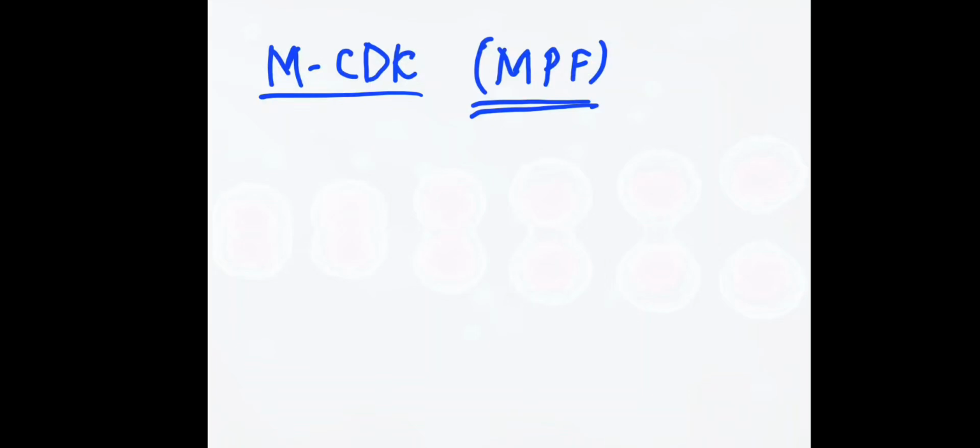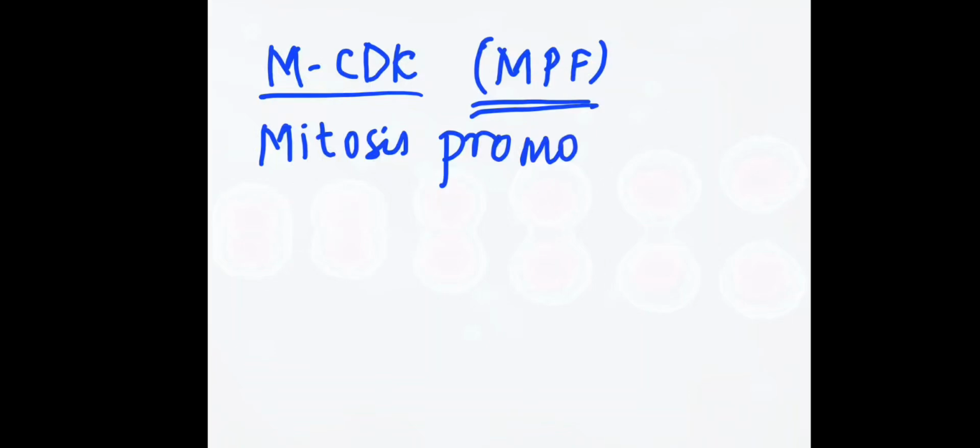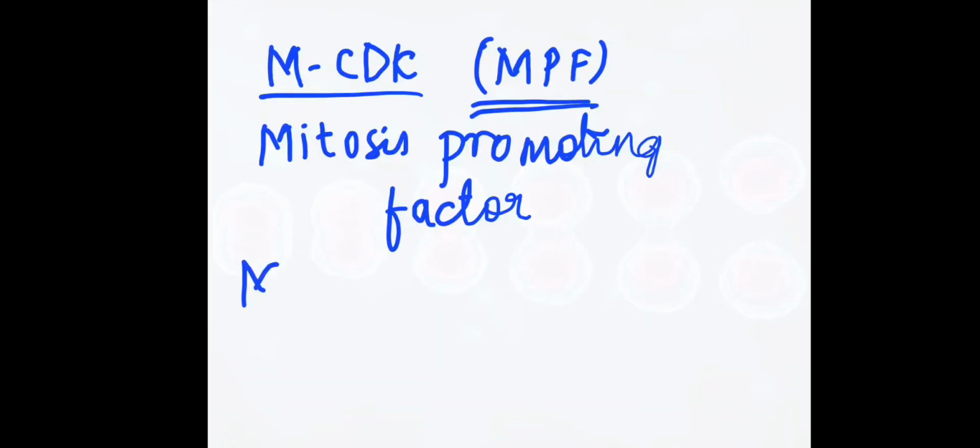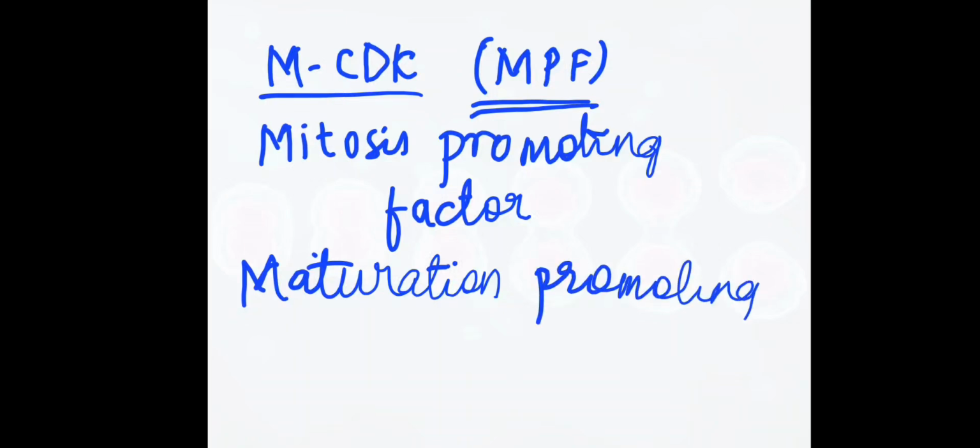What is MPF? Its full form is mitosis-promoting factor or maturation-promoting factor. So M-CDK is also called mitosis-promoting factor and also maturation-promoting factor. If M-CDK is present, it makes the cells mature. It sends the cell to the next maturation phase.